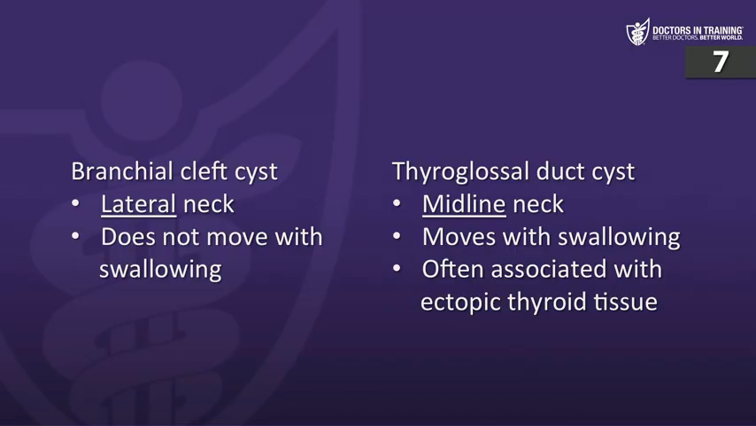Next question. What are the differences in presentation between a branchial cleft cyst and a thyroglossal duct cyst? The branchial cleft cyst is present in the lateral neck. The thyroglossal duct cyst is in the midline neck. It moves with swallowing and is the most common congenital neck cyst. It's very commonly associated with ectopic thyroid tissue.